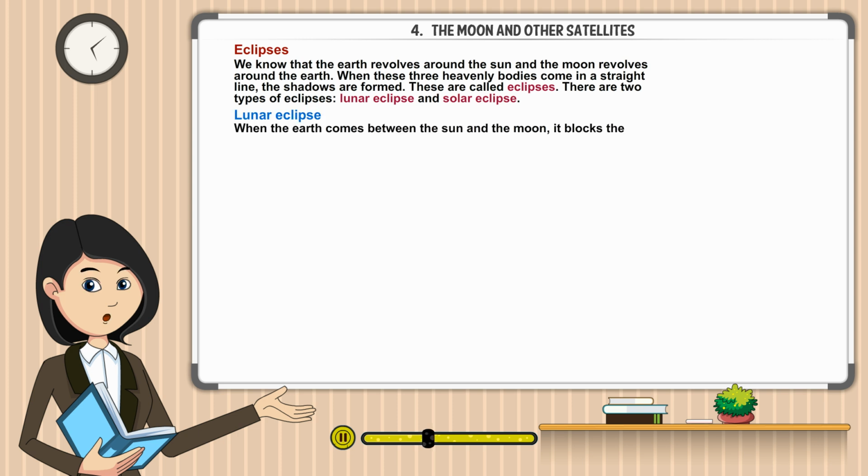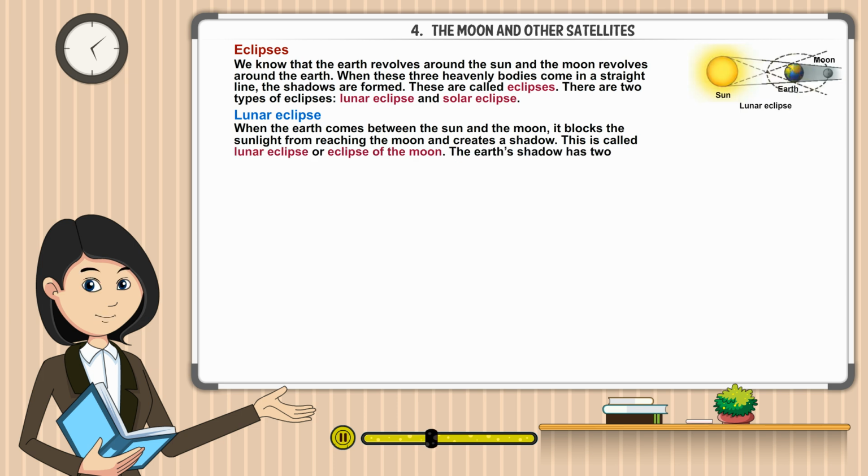Lunar eclipse. When the Earth comes between the Sun and the Moon, it blocks the sunlight from reaching the Moon and creates a shadow. This is called lunar eclipse or eclipse of the Moon. The Earth's shadow has 2 parts, one where it totally blocks the sunlight, that is called the umbra, and the other where it blocks a part of the sunlight, called the penumbra.